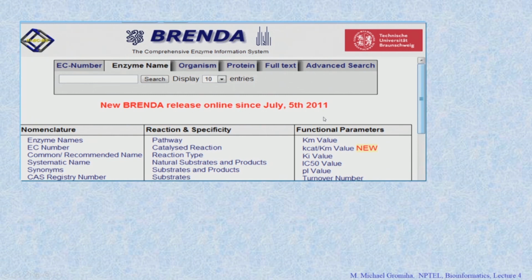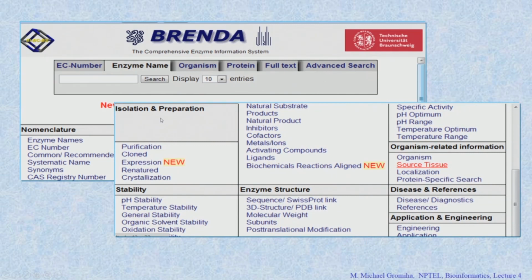So, it contains various information. For example, if you take any enzyme, first they have the nomenclature: enzyme names, enzyme number, synonyms and so on. They have information regarding reaction and specificity, pathways and substrates, and functional parameters like the dissociation constant, IC50 values, pH and so on. Then it contains data on isolation and preparation, how they prepare the enzymes, stability, structures and different diseases. They also give information regarding applications and engineering, since several enzymes are applied in industries. All this information is in the Brenda database. This is the website, brendaenzymes.org, so you can get the information from this website.